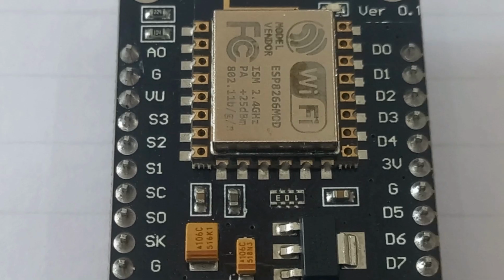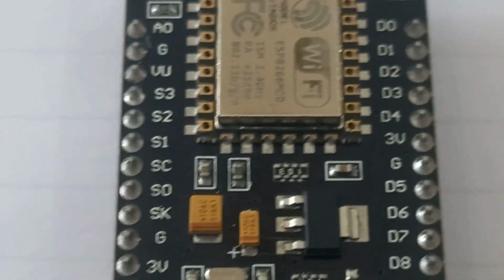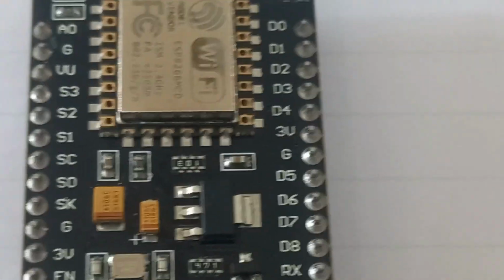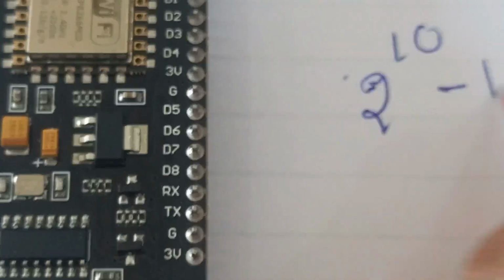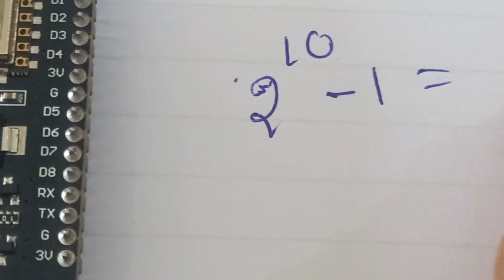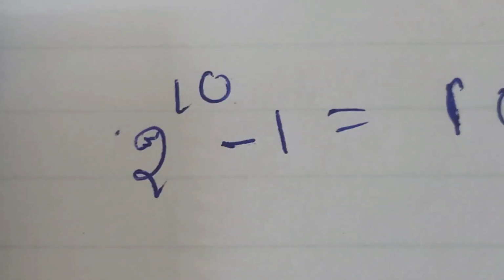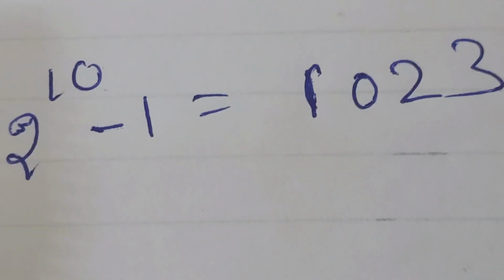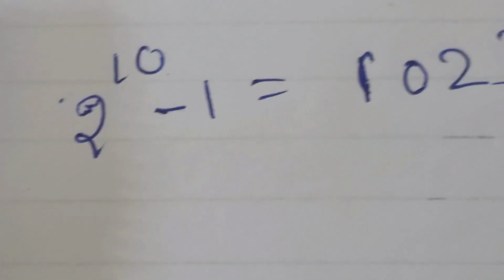The ESP8266 has a 10-bit ADC, which means it can represent the analog voltage as digital values from 0 to 1023, that is 2 to the power of 10 minus 1, which is equal to 1023. So it can represent the analog voltage as a digital value from 0 to 1023.